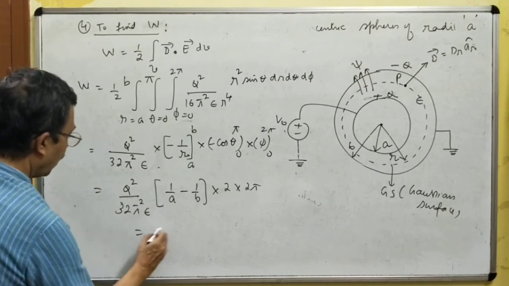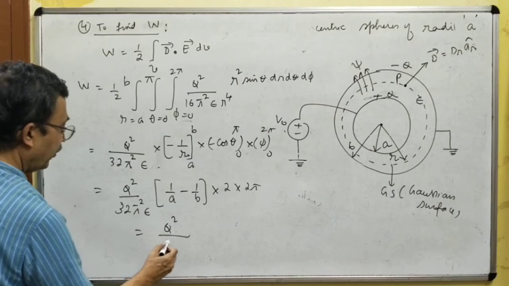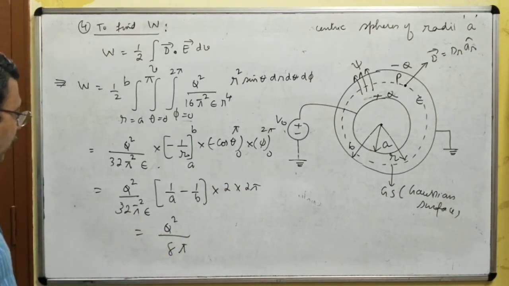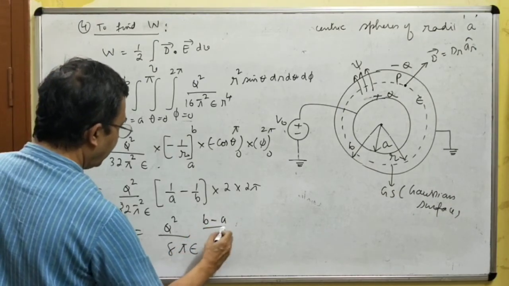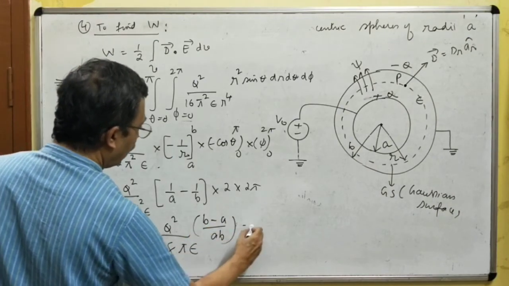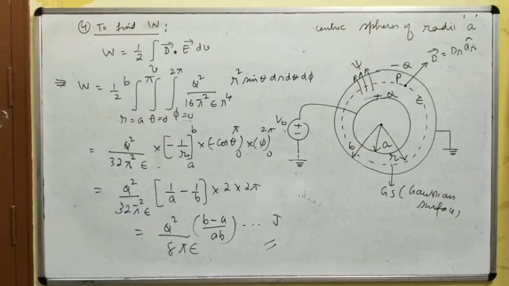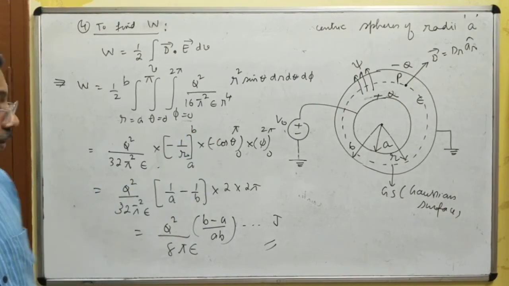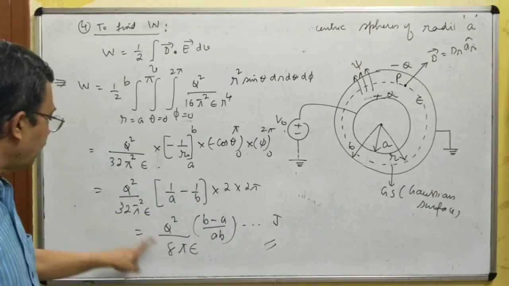So this becomes now Q square. 2 into 2 is 4 by 32. 4 pi divided by 32 pi square is 1 by 8 pi. So Q square by 8 pi epsilon into b minus a divided by ab, so many joules. This is the answer. Okay, this is the end of the solution. I hope it is clear.